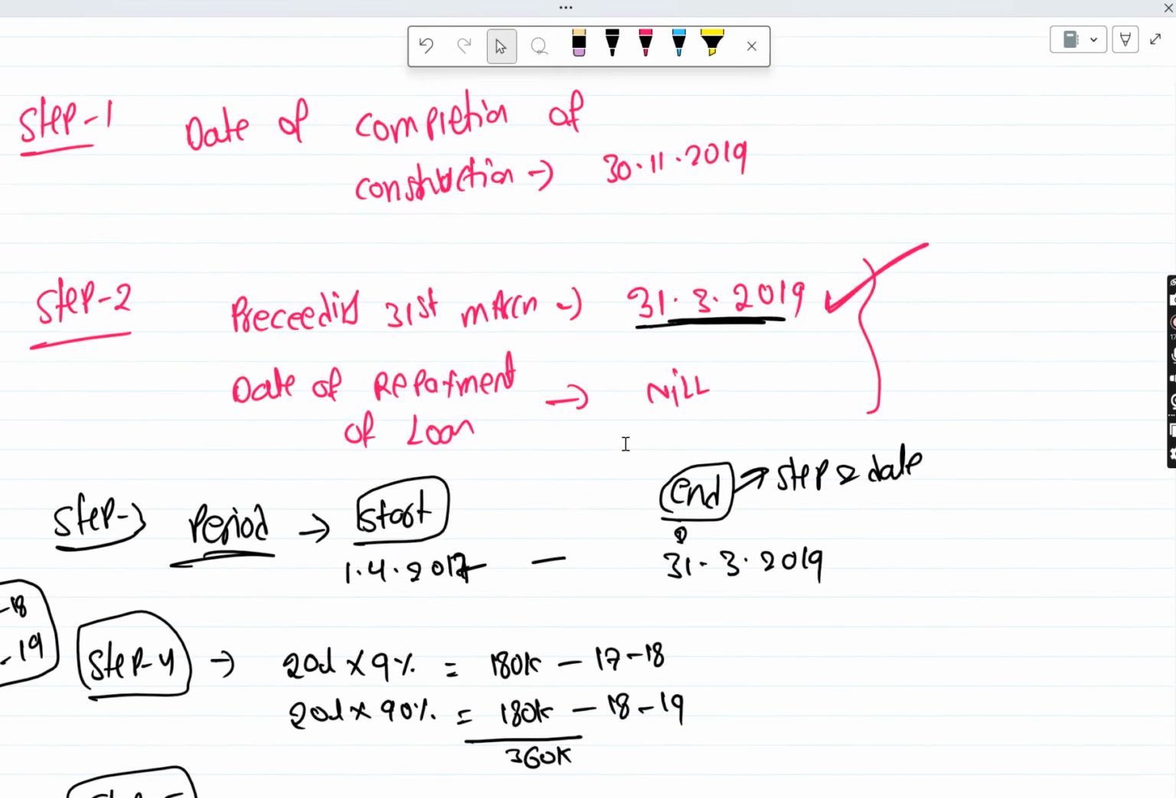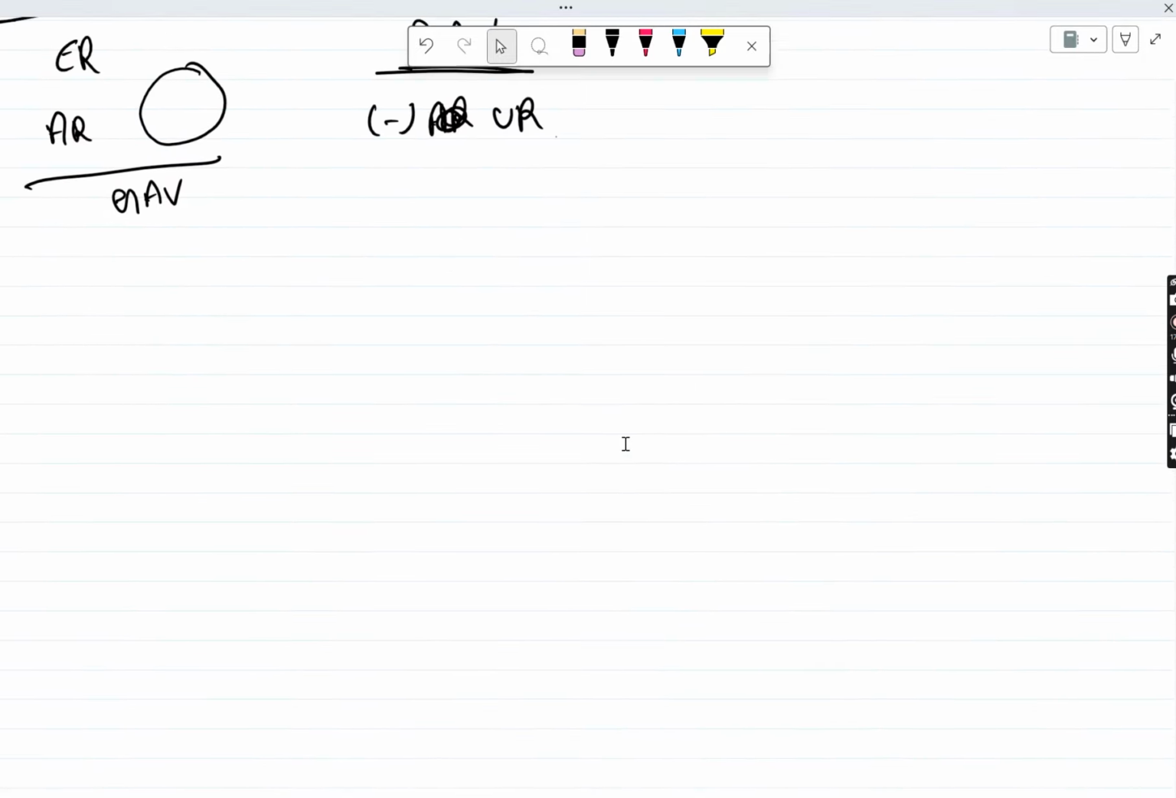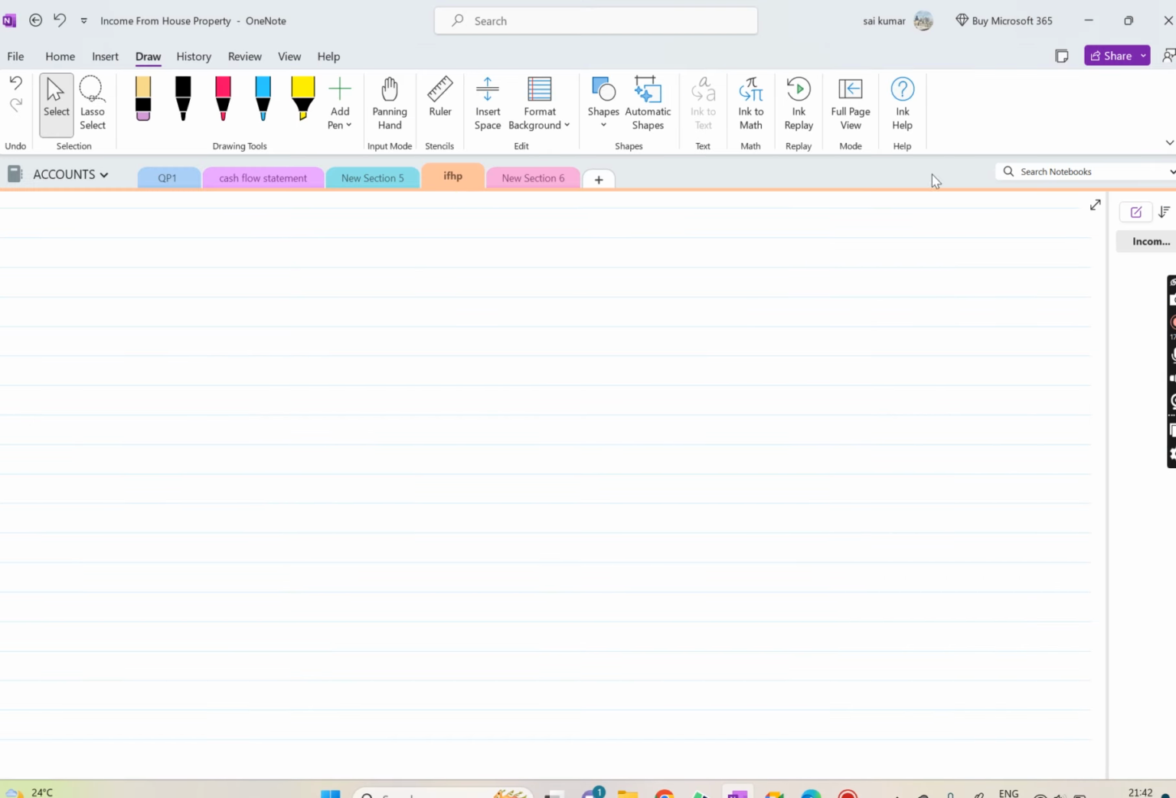I'm going to explain one more new concept, just a small one. It's not that difficult. We're going to do one more concept and then complete this, and we can directly start the problems. You can put a heading: co-ownership, co-owned properties. That means one property is owned by multiple people. If there is a co-ownership, what do we do?